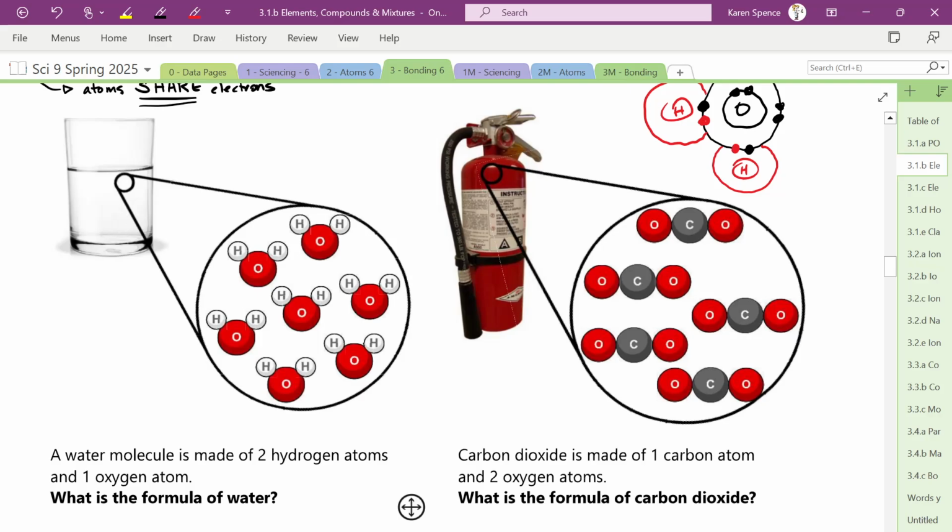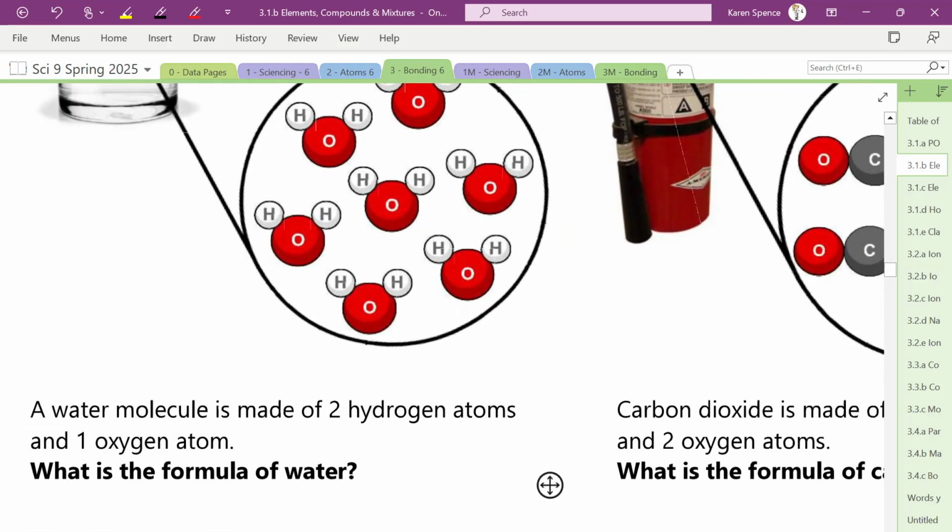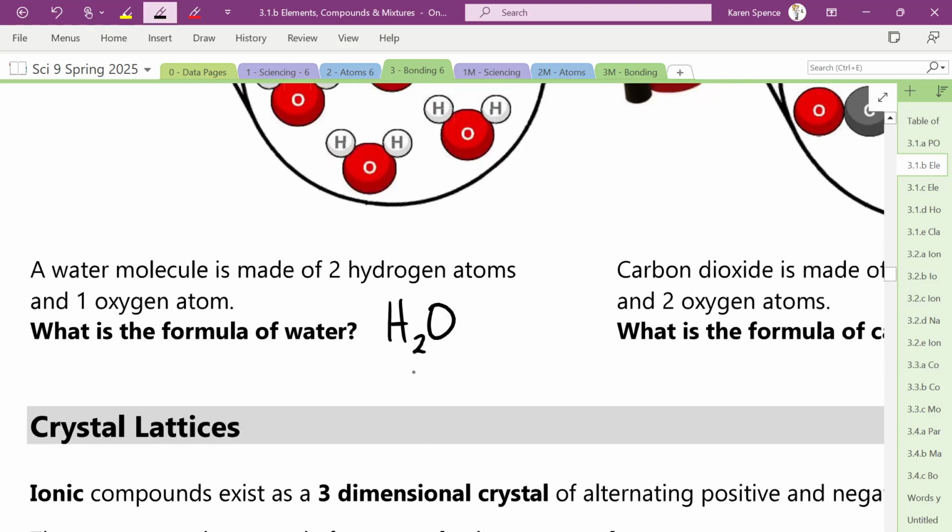Okay, writing formulas. What is the formula for water? H. Where do we write the 2? At the bottom. O. That means we have 2 hydrogens. Yep. How many oxygens? 1 oxygen. So do we write a number if we need a 1? No.